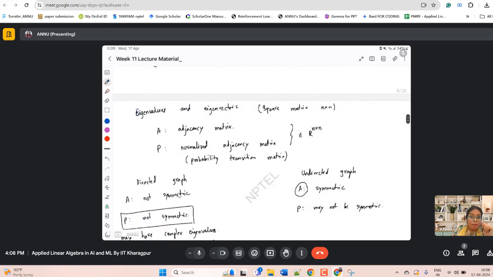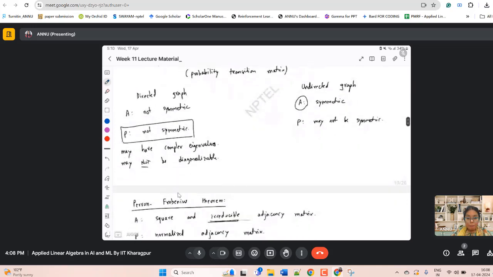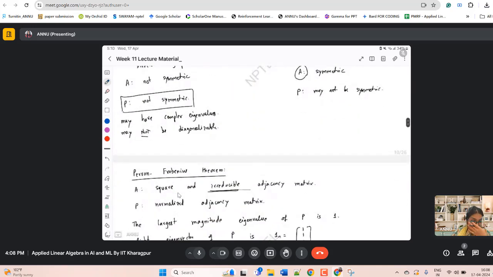Remember, what is the difference between a directed and an undirected graph? For a directed graph, A is not symmetric, and for an undirected graph, A is symmetric. If A is symmetric, we can't say whether the normalized version will be symmetric or not. We can't say that. Okay. So for an undirected graph, A is symmetric and P may or may not be symmetric. If A is not symmetric, P obviously cannot be symmetric. So it can have complex eigenvalues and may not be diagonalizable. This is one of the things.